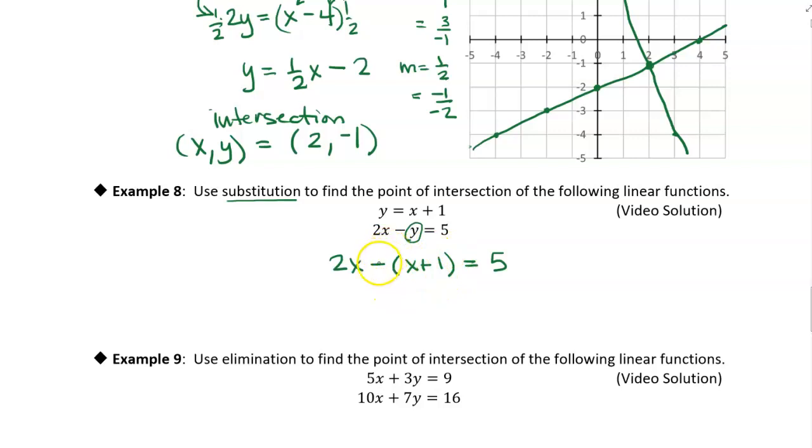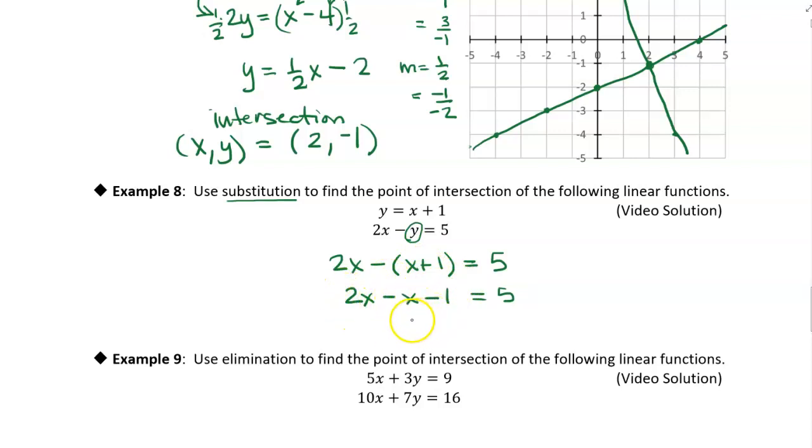Right? So now we have to distribute this negative, all right? So it's just like negative 1 times x plus 1. So when you distribute that, you get 2x minus x minus 1 equals 5. Okay, be careful there. That's why you need the parentheses, because we're subtracting the whole thing, not just the x. And then I can combine like terms.